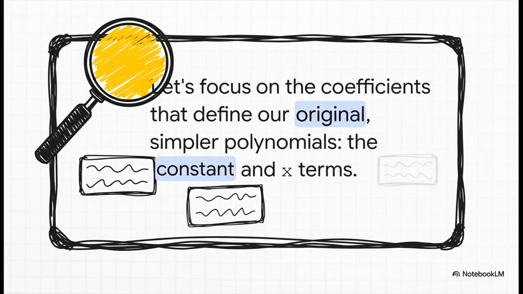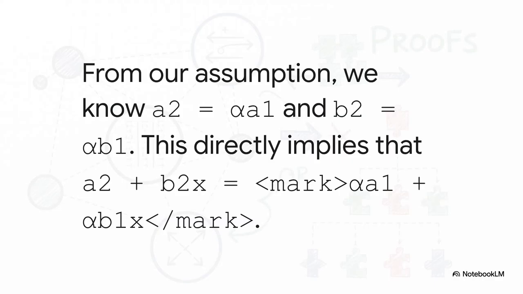So now we've got these three little equations. But here's the trick. We don't need all of them. The whole secret to cracking this puzzle is to just focus on two of them, the ones for the constant terms and the x terms. Why? Because those are the pieces of our original simple polynomials. And this is where it all starts to click.